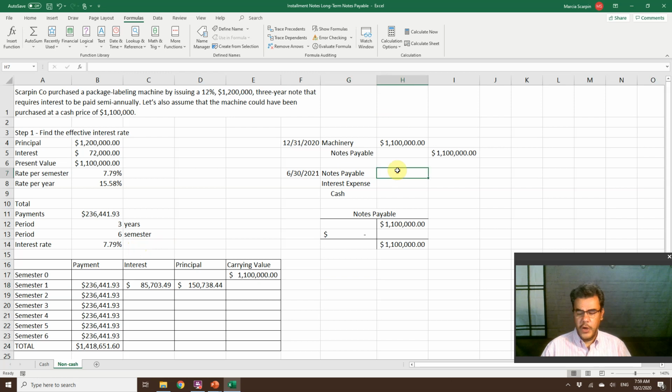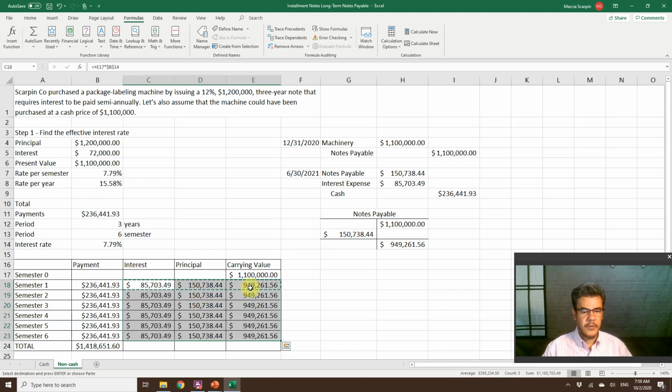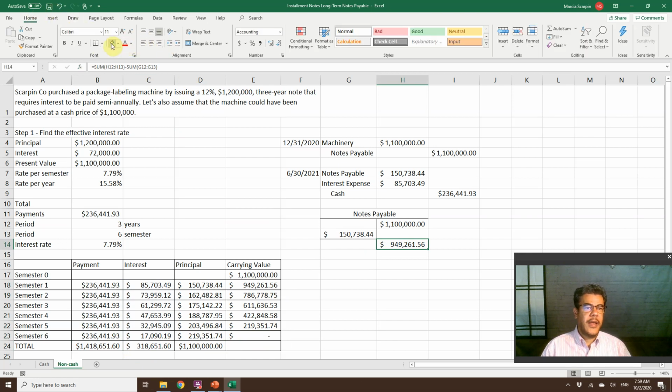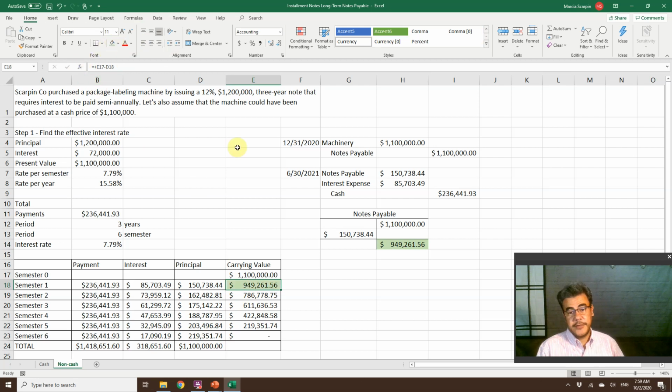So here, notes payable, and then just the same. The principal, interest 85, cash 236. And carrying value, beginning balance less principal. And let's copy and paste all of these formulas here. Wow, carrying value, ending balance, nothing. And total of interest 318, principal 1.1, notes payable. The first ending balance here must match with our first ending balance here.